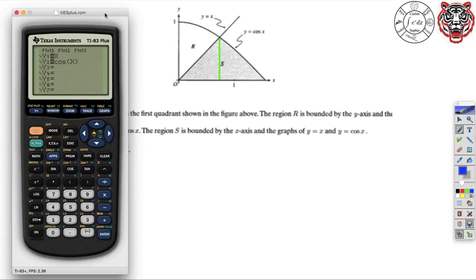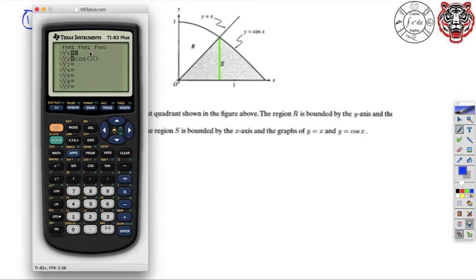All right, so I pull up my calculator and I graph x and cosine of x. The reason why I do this, I'm going to restate this even though I did it off camera, is that I'm going to have this area first.